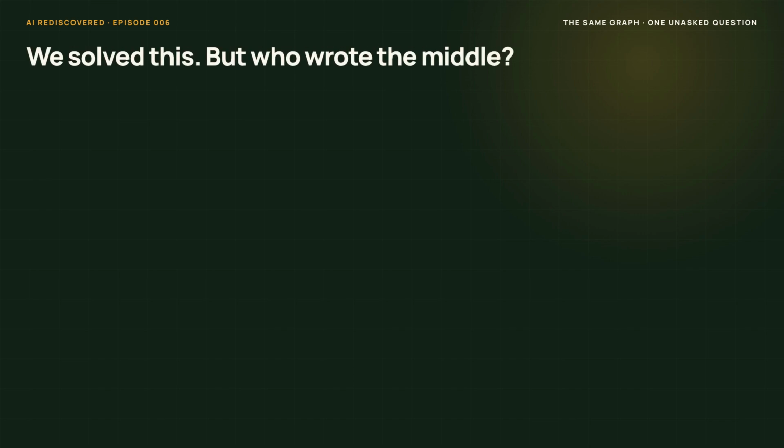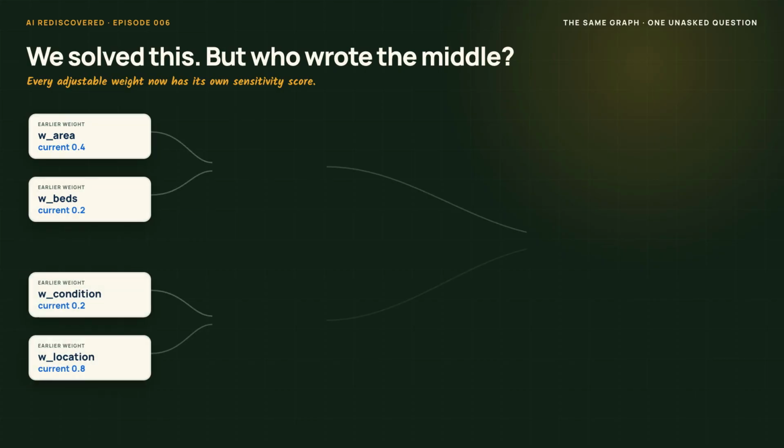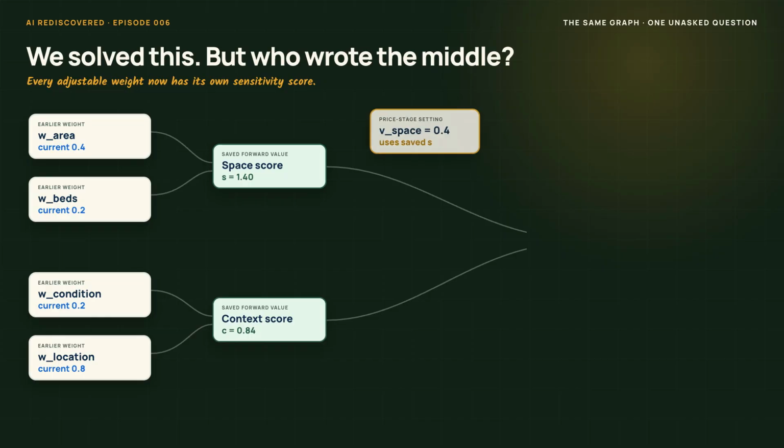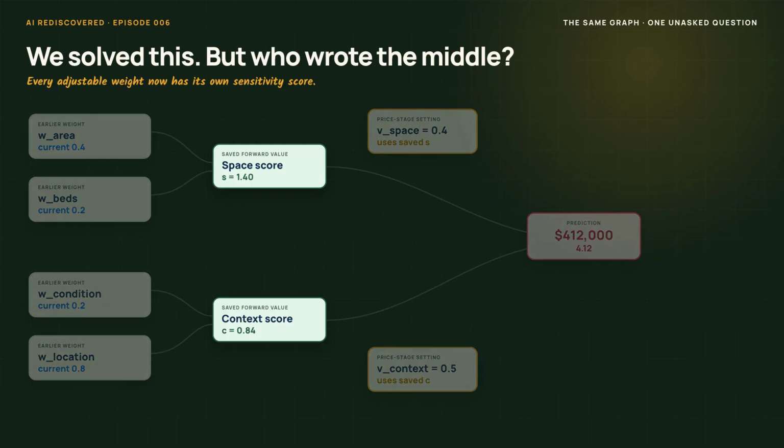At the end of the last episode, we could do something powerful. Every adjustable weight in our house model had its own sensitivity score, and we knew how to calculate all of them from a single mistake. But look again at the middle of this model. Two boxes. One says space score. The other says context score.